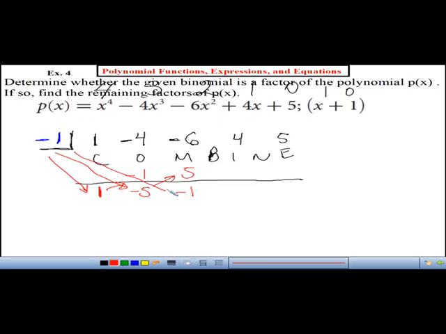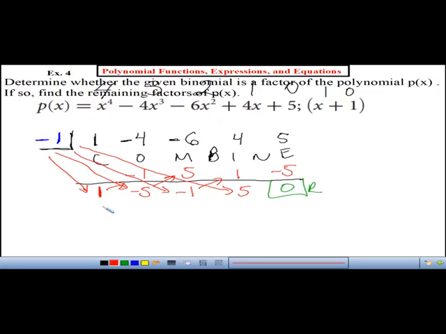Let me do that again. Negative 1 times negative 1 goes right here, which is 1. What is 4 plus 1? That is 5, because I'm combining. And the last one, negative 1 times 5, that's negative 5. Combine, and that leaves us with what? 0. That's my remainder.